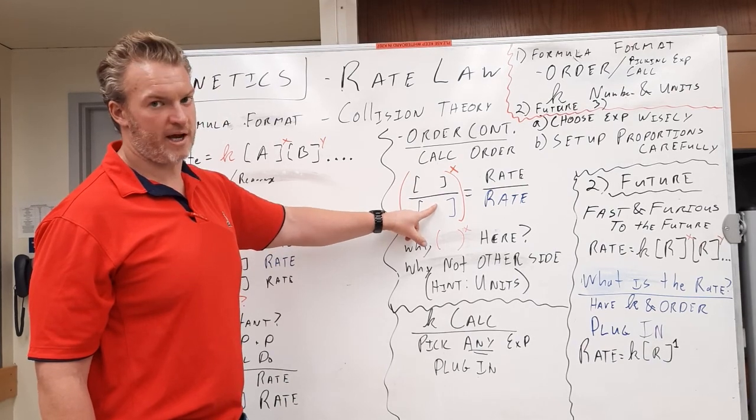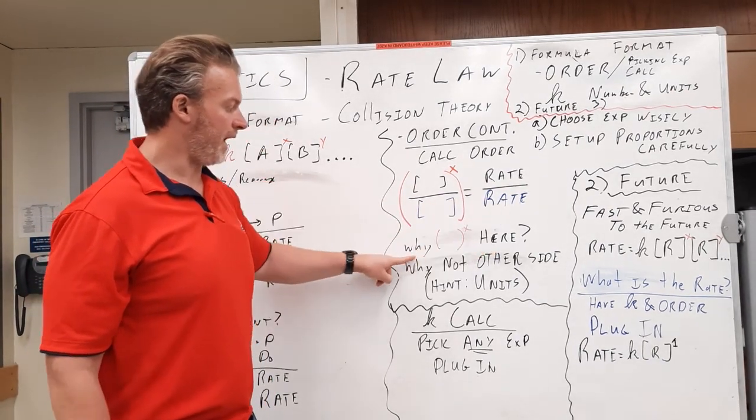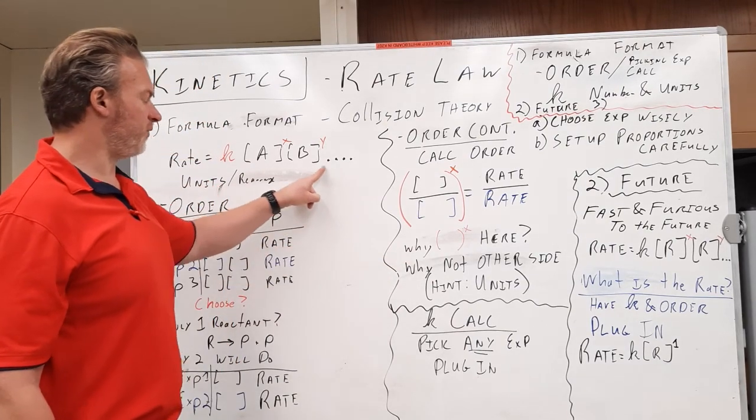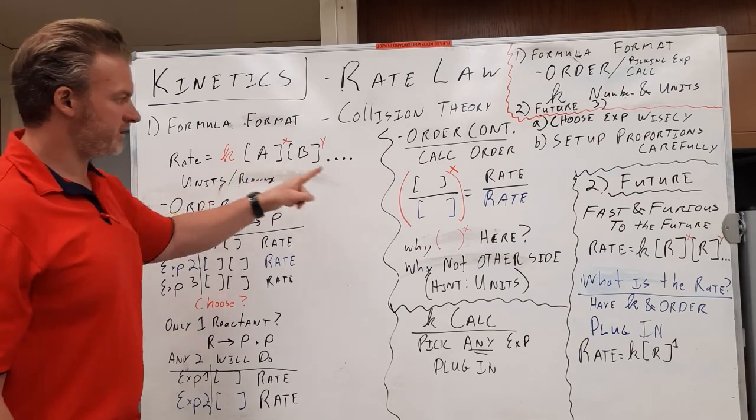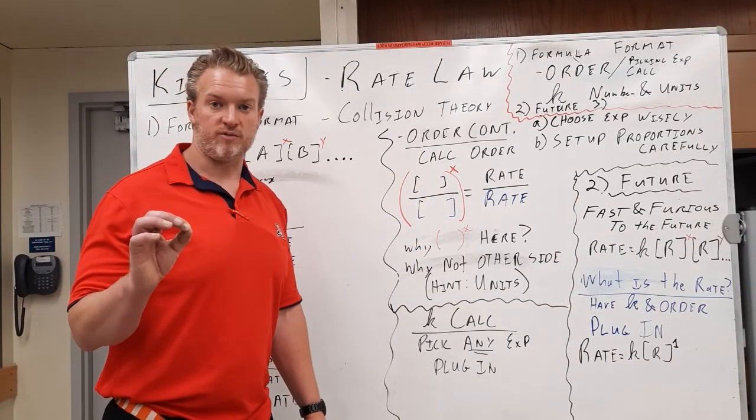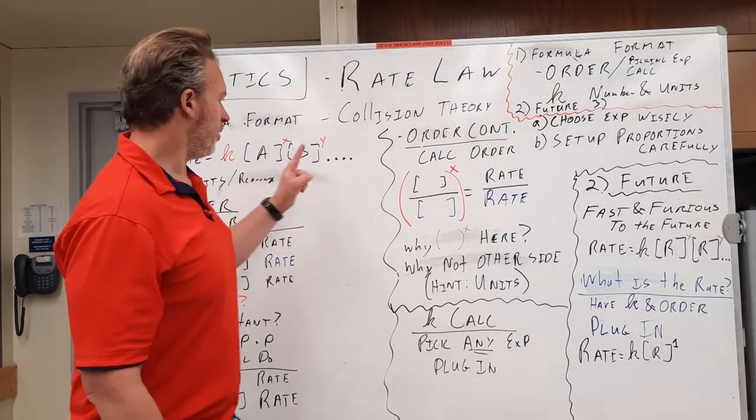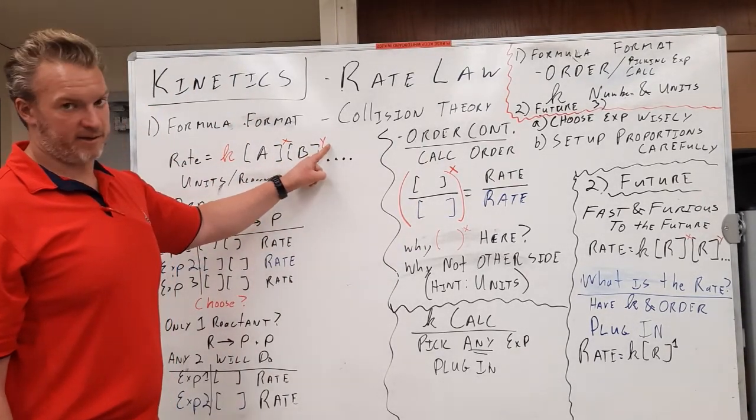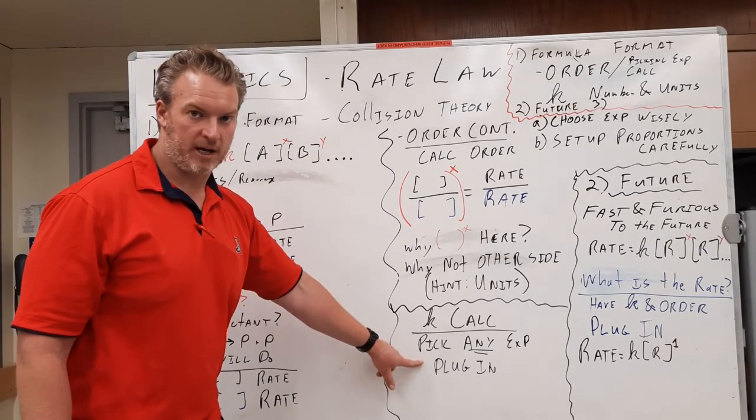Why is this red exponent on this side and not this side? Because of the format of the rate law. We have exponents over molarities. Logical, it should be on this side of the equation. Make note of that when setting up. It's an easy mistake.